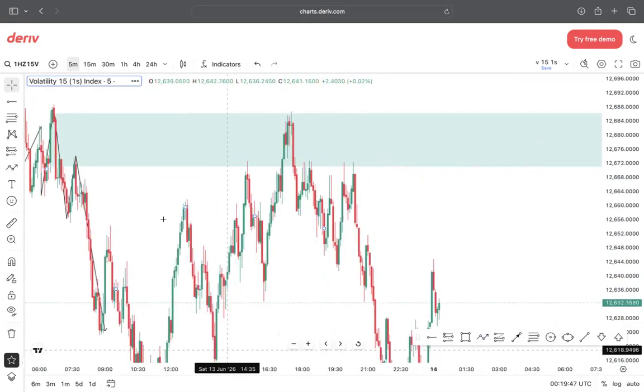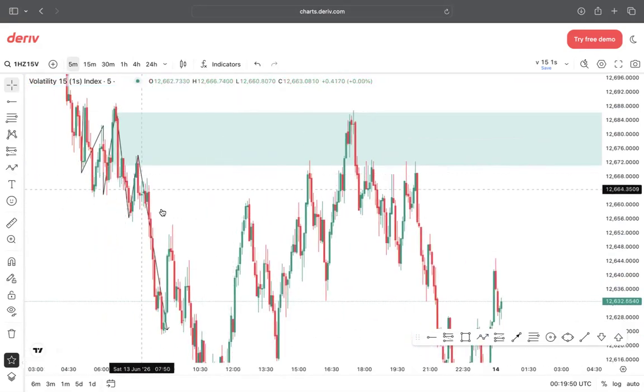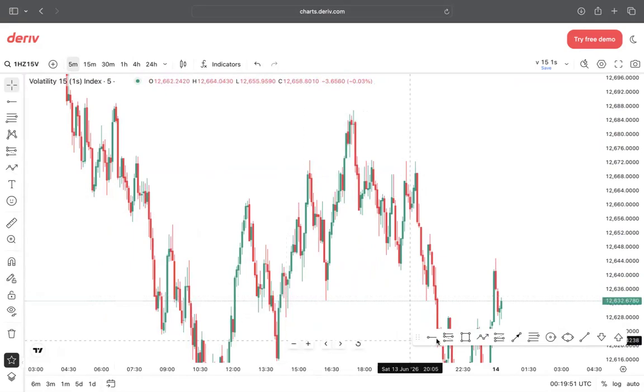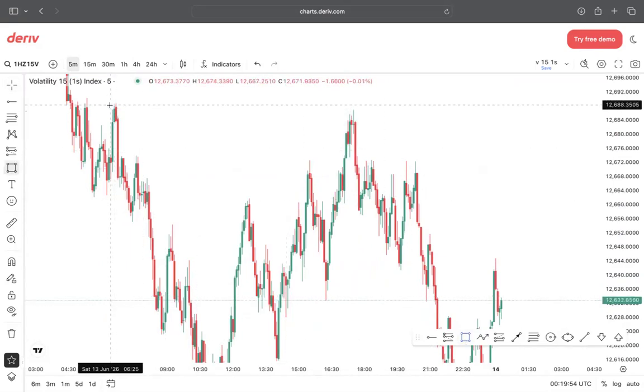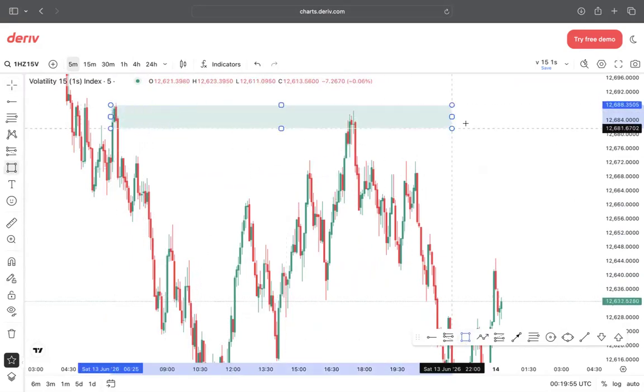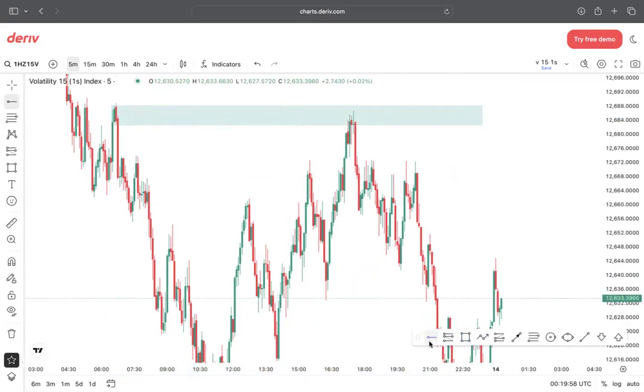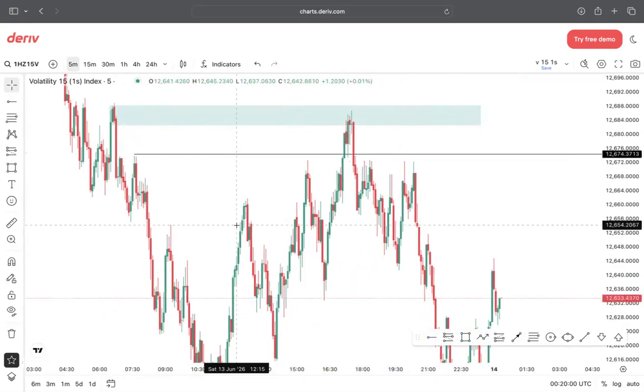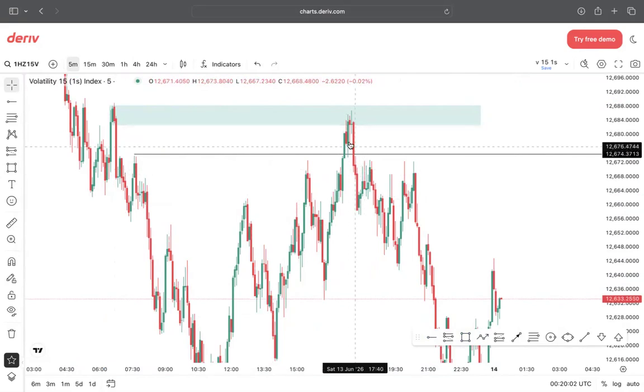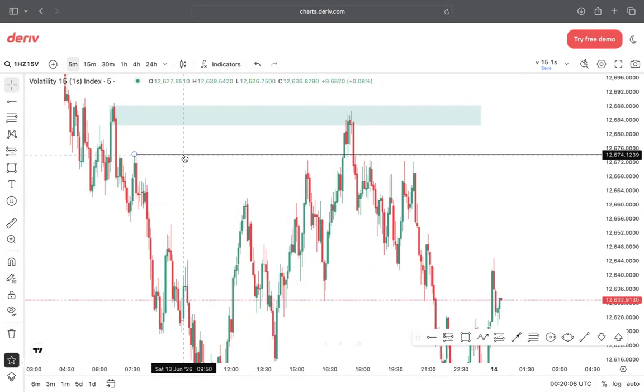So study price movement, study your market structure so that you can make refined decisions in the market. So this was my POI. This was structural point. So price took out structural liquidity, tapped our POI, and then boom to the downside.